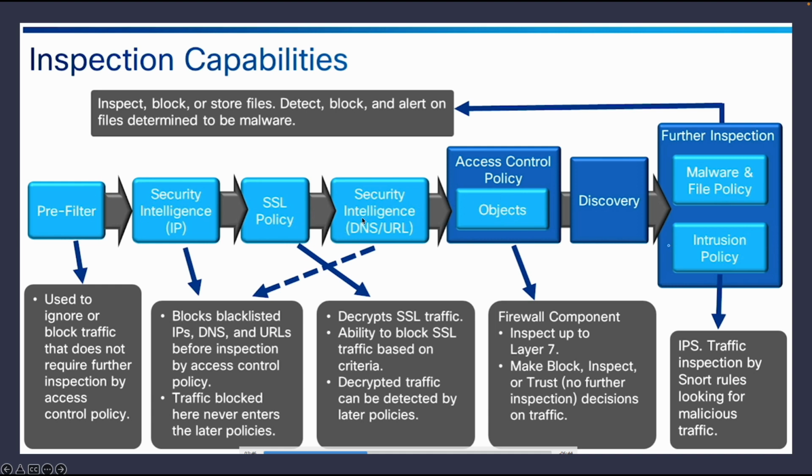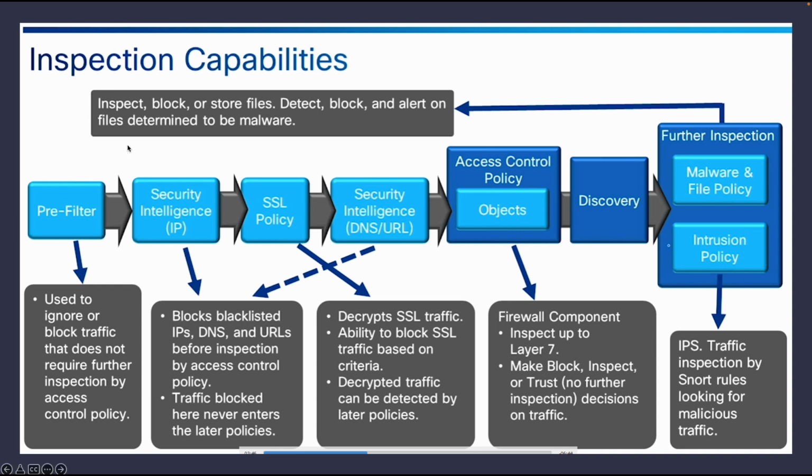I will show to you guys how to do that. And then we finally reach the ACP. So ACP is where we configure the five tuples I said. So source IP, source port, destination IP, destination port, and protocols, right? That's where we configure our basic things.